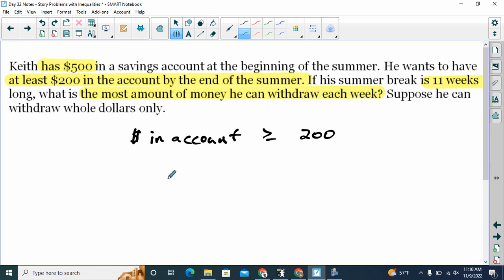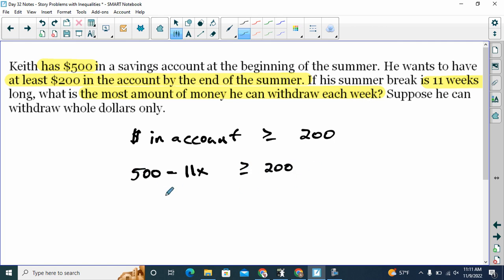Well, he starts with 500. He starts with $500 in the account. And then he's going to take out money. So we want to subtract the amount of money that he has. He's going to take out money 11 times. He's taking money out every week for 11 weeks. But we don't know how much money he's going to take out every time. So he's going to take out the same amount 11 times. We don't know what that amount is. So 11 times the amount that he takes out needs to be greater than or equal to 200.